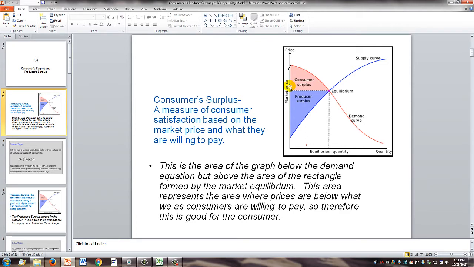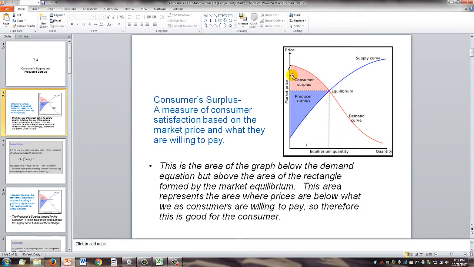Consumer surplus is this area right here. And so we're going to find that area, and the way we're going to do it is we're going to find the market equilibrium, just like you did in Unit 1. And so this rectangle here is the market equilibrium. You're going to have an equilibrium Q, quantity, and an equilibrium price. There's your equilibrium point.